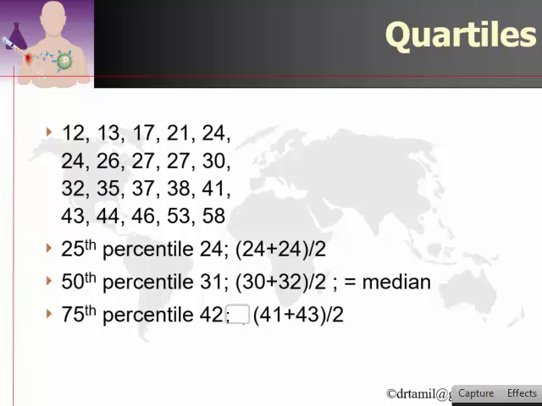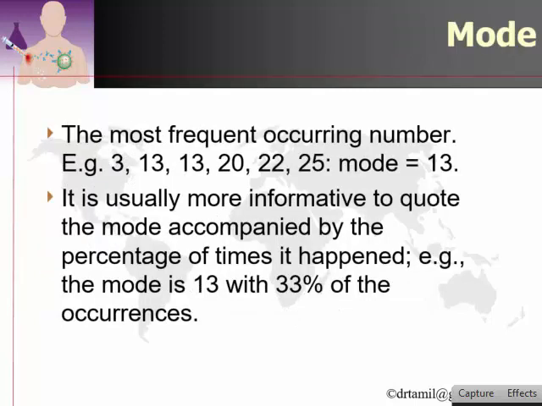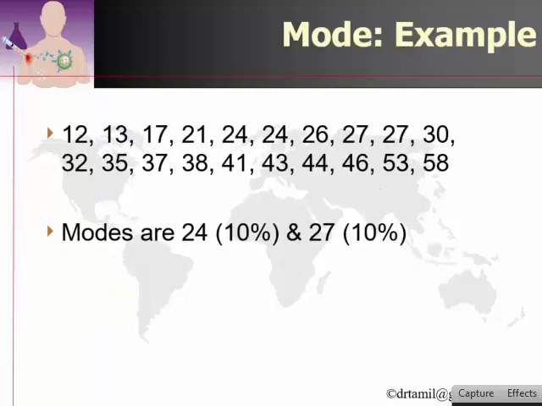Okay, and the last one is the most useless one. The most useless one is the mode. Mode indicates the most frequent occurring number. So in our data set, it does not make sense because we got two modes. One is 24, the other one is 27.